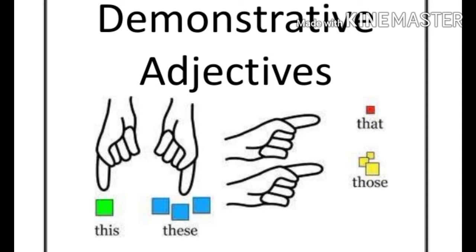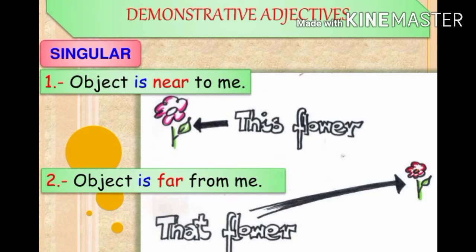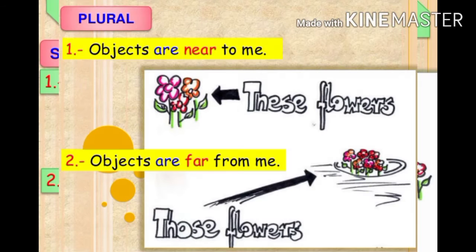The third kind of adjective that we are going to study is the demonstrative adjective. What do you mean by demonstrate? Demonstrate means to show. So a demonstrative adjective describes which noun or pronoun you are referring to. These adjectives include the word this. This refers to a singular noun which is close to you. That refers to a singular noun far from you.